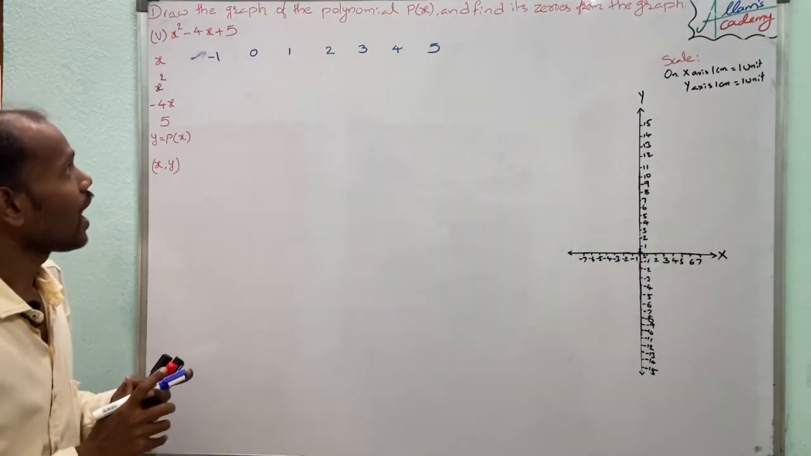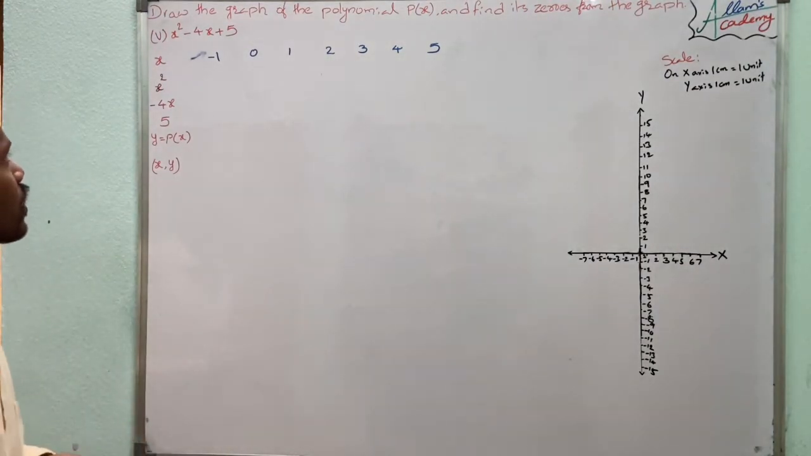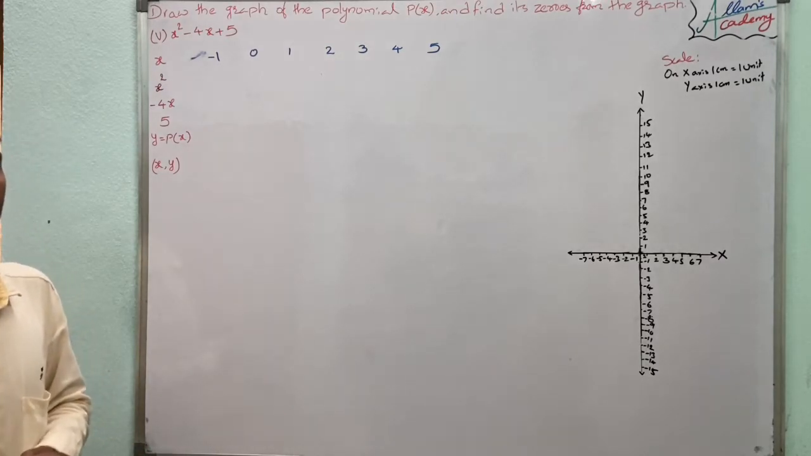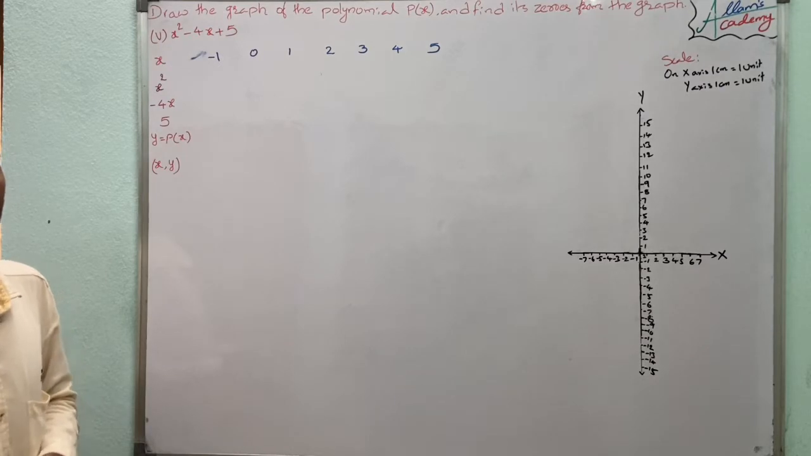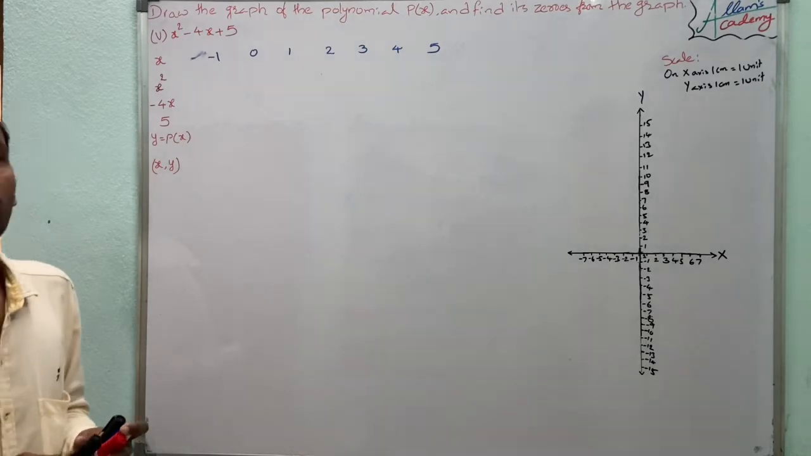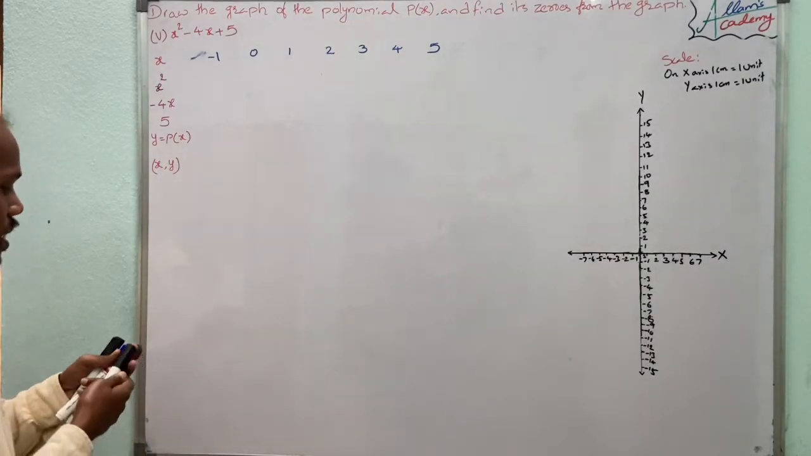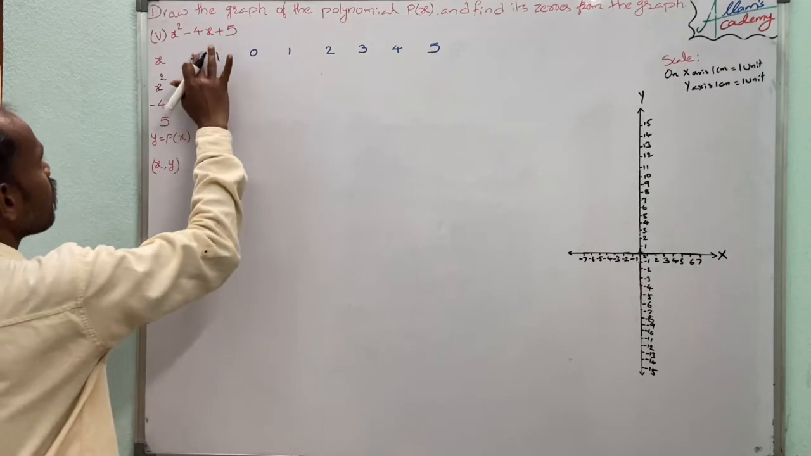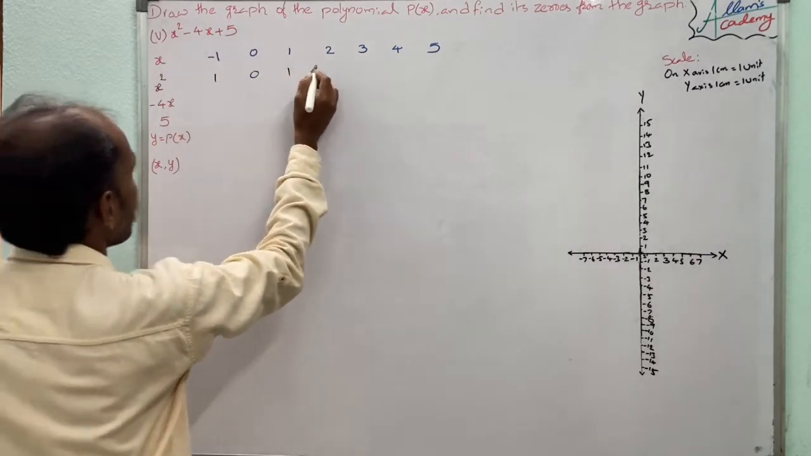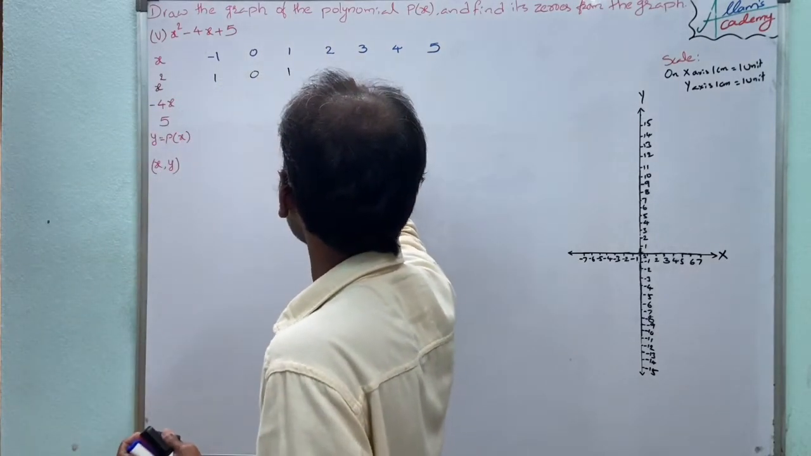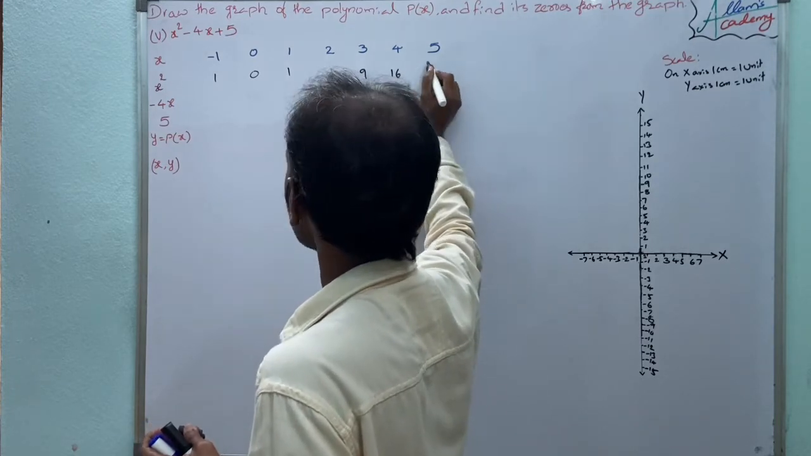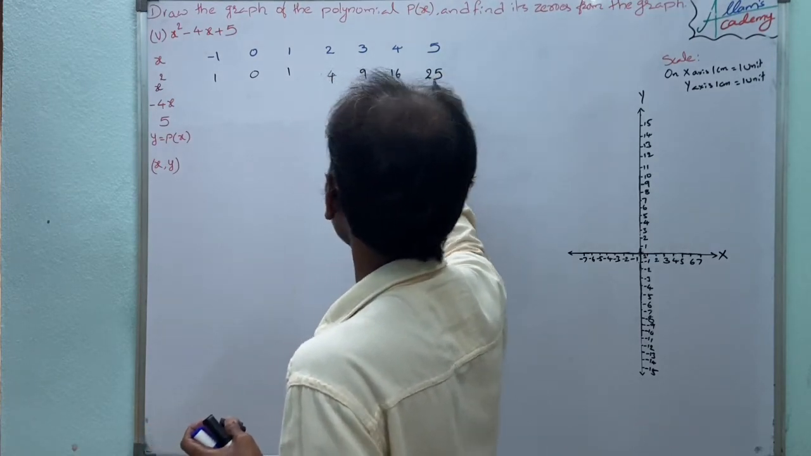First, we square all the values. Whether it is a positive number or a negative number, when we square it we get a positive number only. So minus 1 square is 1, 0 square is 0 only, 1 square equal to 1, and 2 square equal to 4. So 3 square equal to 9, 4 square equal to 16, 5 square equal to 25.